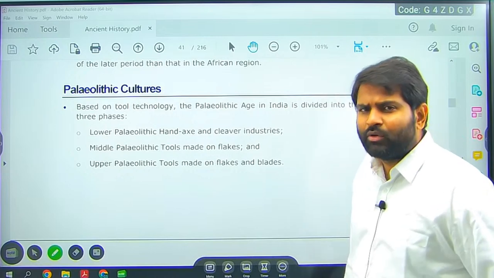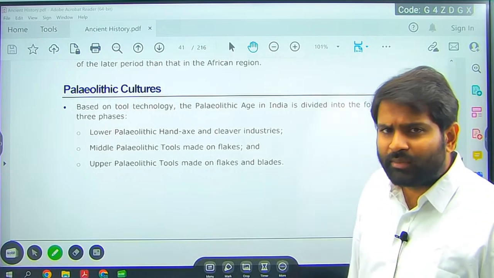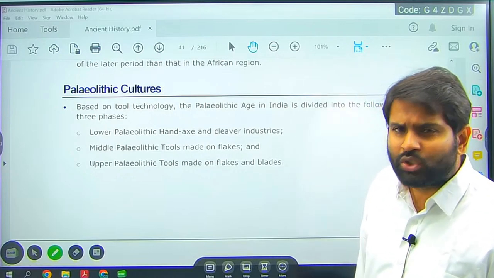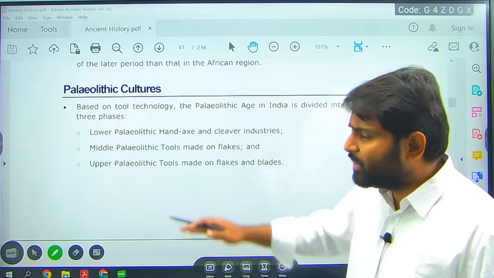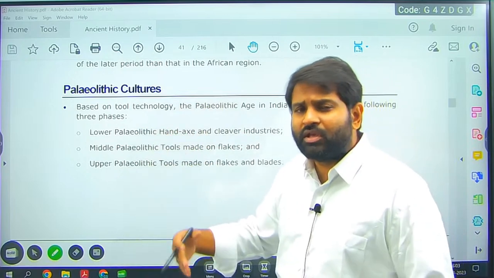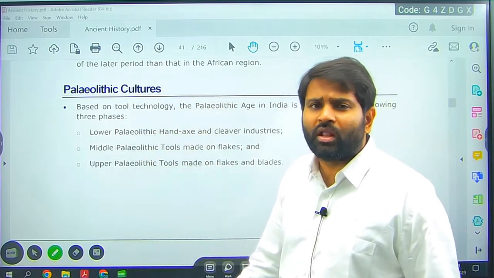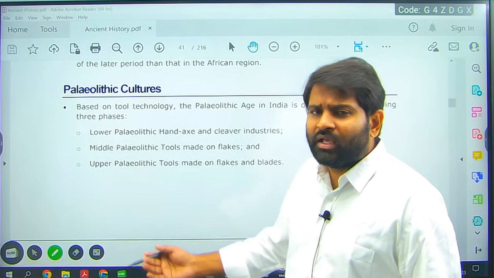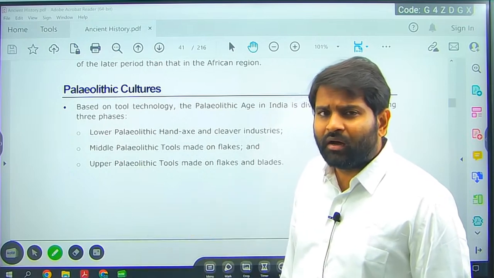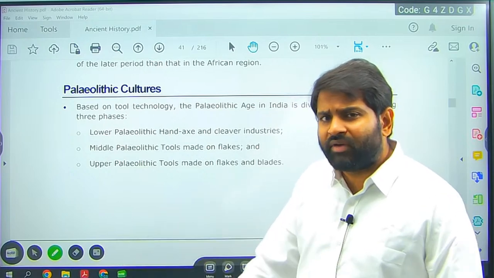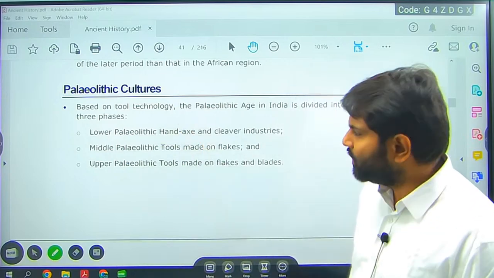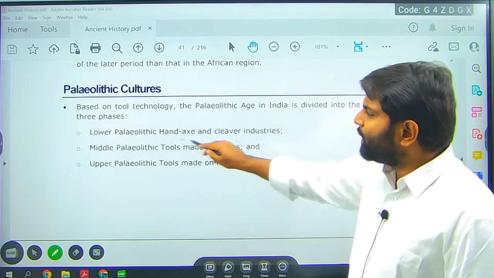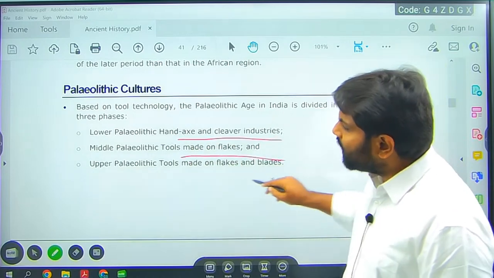Paleolithic, Mesolithic, Neolithic are the Stone Age cultures. If you remember proto-history, pre-history, history, I divided the chronology based on the literature available. But here, when you are dividing the timeline based on the technology available, then that is called Paleolithic. Lithic means stone tool, right? Lith means stone. So lower Paleolithic age, middle Paleolithic age, or upper Paleolithic age.